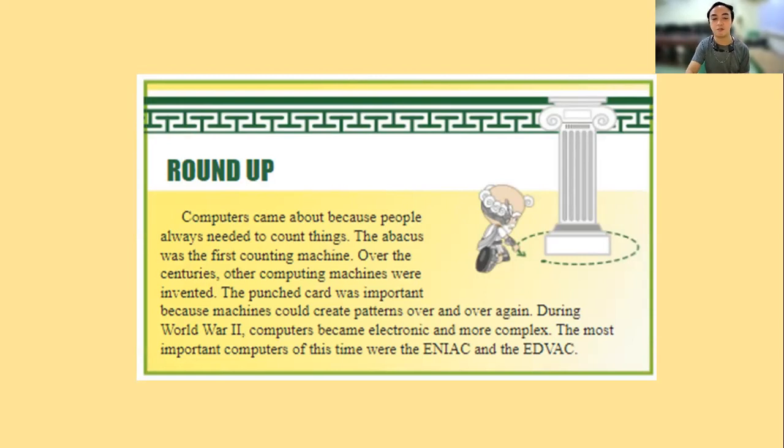The abacus was the first counting machine. Over the centuries, other computing machines were invented. The punch card was important because machines could create patterns over and over again. During World War II, computers became electronic and more complex. The most important computers of this time were the ENIAC and the EDVAC.